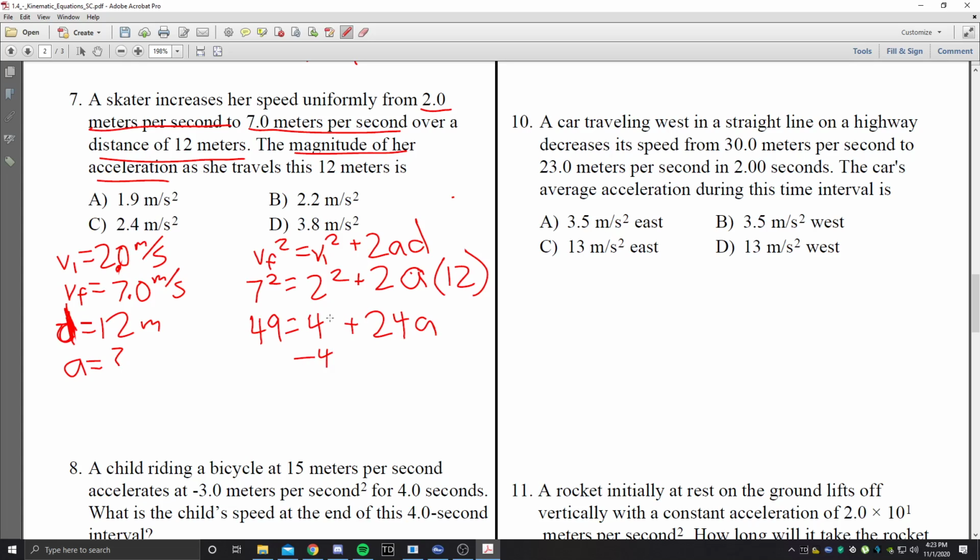So now we solve this. What you're going to get is 1.9 meters per second squared is equal to A.